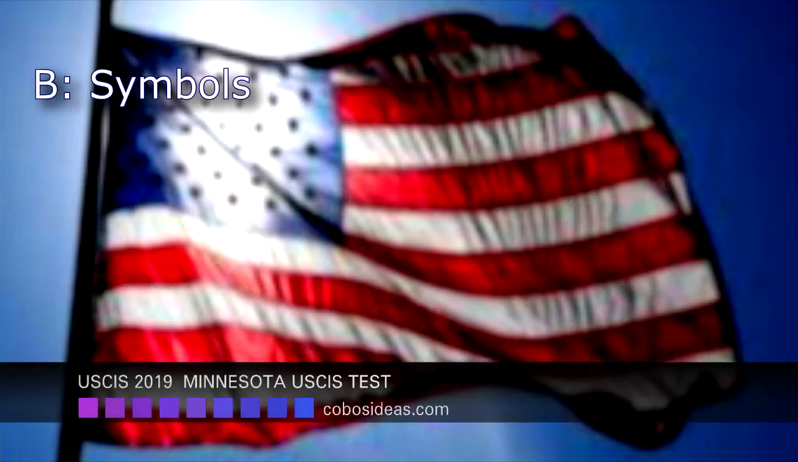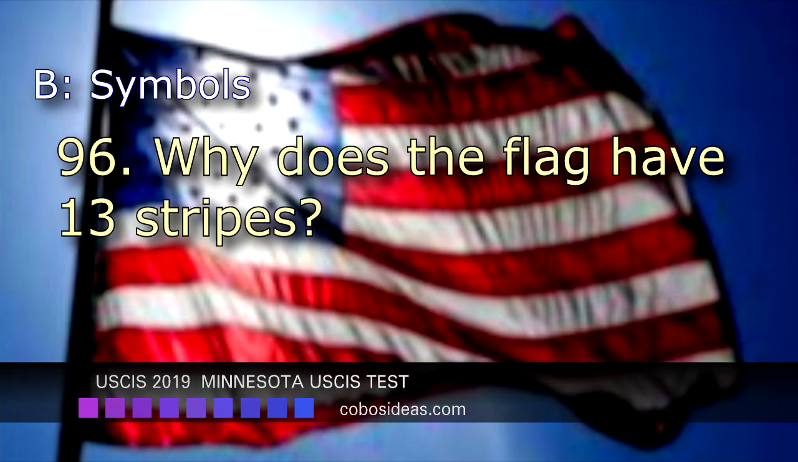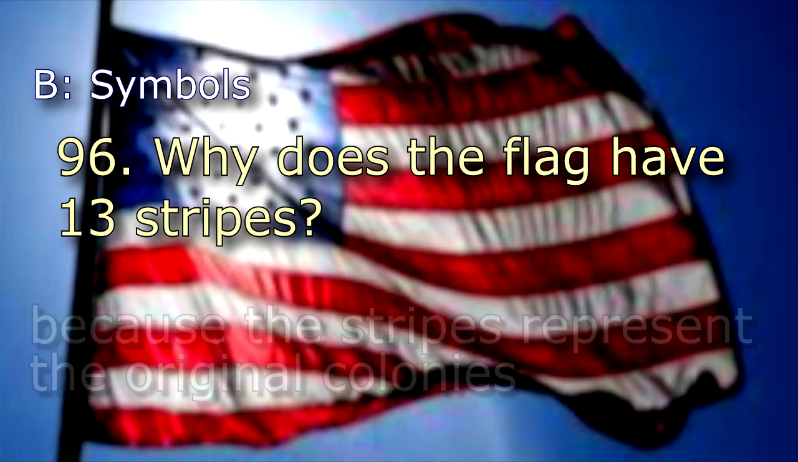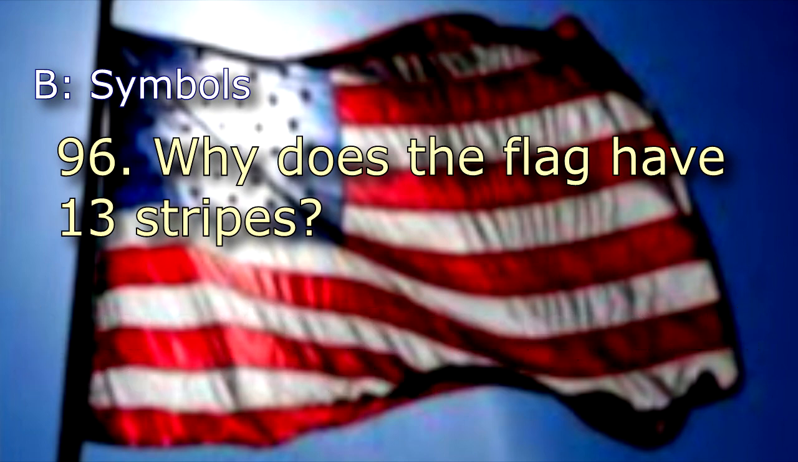B. Symbols. 96. Why does the flag have 13 stripes? Because there were 13 original colonies. Because the stripes represent the original colonies.